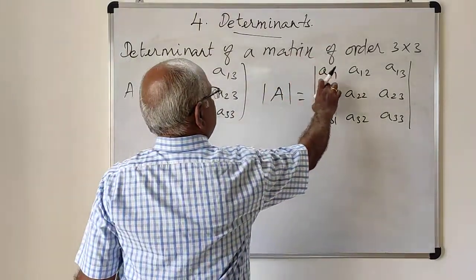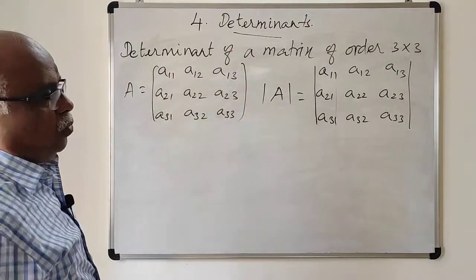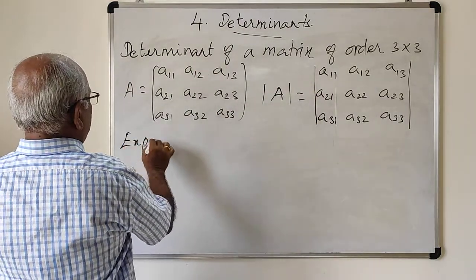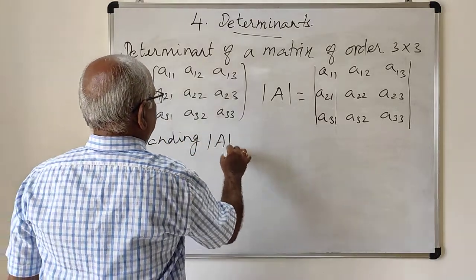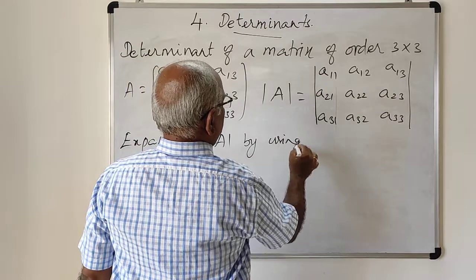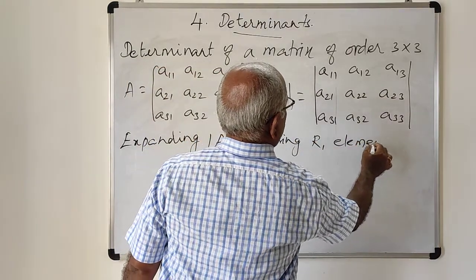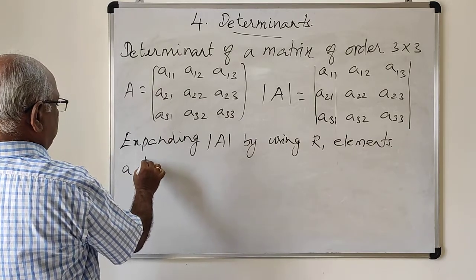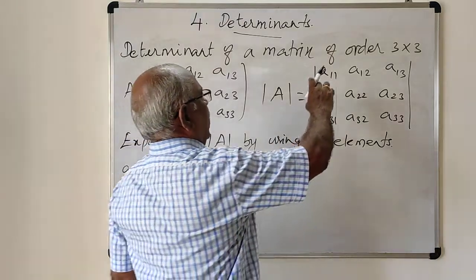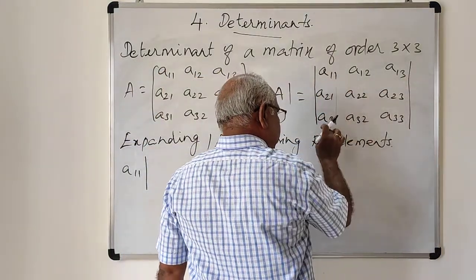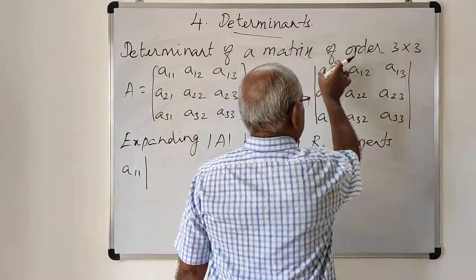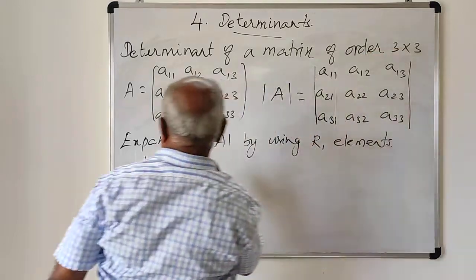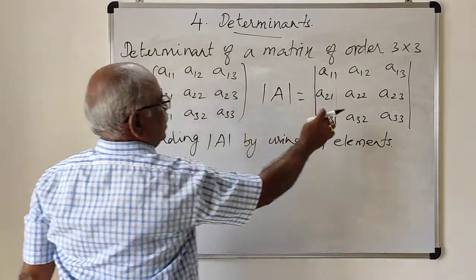Now I am going to simplify this determinant A by expanding it using the first row, R1 elements. That is A11 into, you just eliminate the row containing A11 and the column containing A11, the first row and first column. If you eliminate them, you will get a small determinant of order 2 by 2: A22, A23, A32, A33.